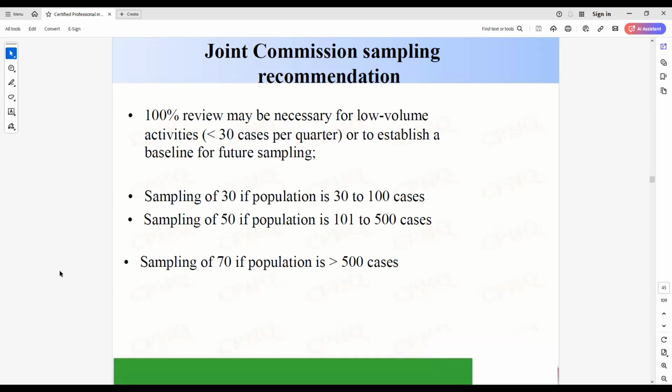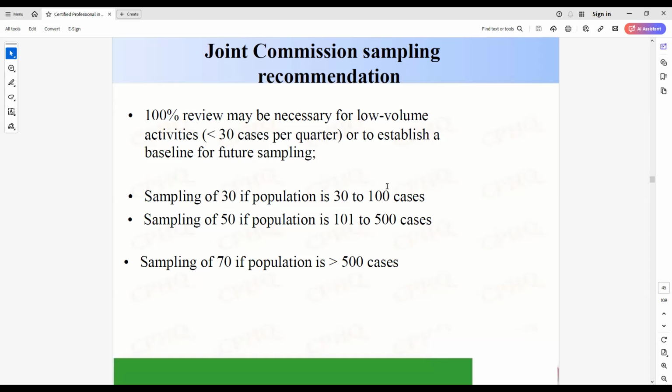When you do reviews, you definitely cannot review 100% of your cases unless it's required by certain laws or you have a very low volume. So 100% review may be necessary for low volume activities.